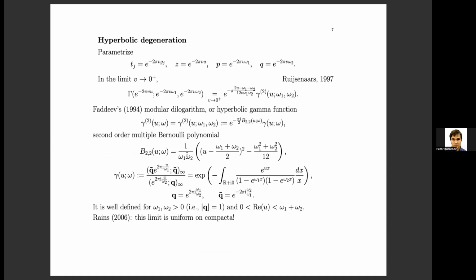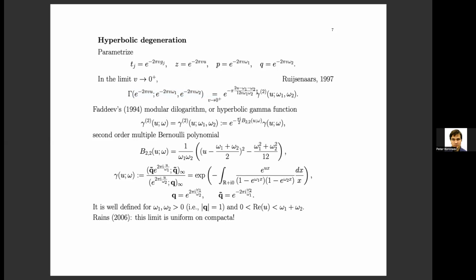Now, what about a different type of degeneration? So Ruijsenaars came with the following limit asymptotics for the elliptic gamma function, which is described here. When you take all the variables sitting in this integral, t_j, z the integration variable, p, q, you can parameterize them exponentially, so that each one has v dependence in the exponent, and take v goes to 0. So all of them go to 1 essentially. And somehow here is the divergent factor, and then the result coincides with what some people call Faddeev's modular dilogarithm in the theory of special functions, the hyperbolic gamma function.